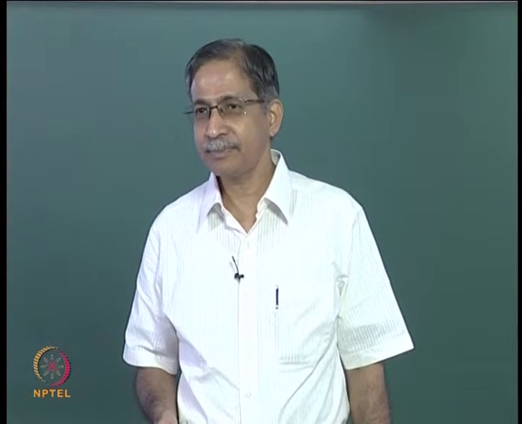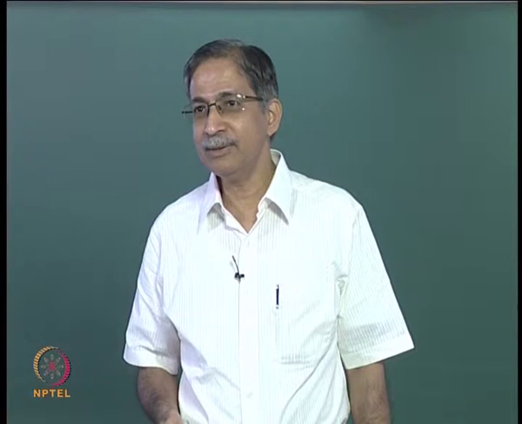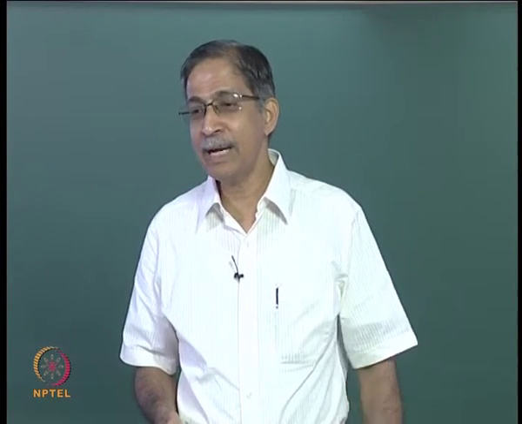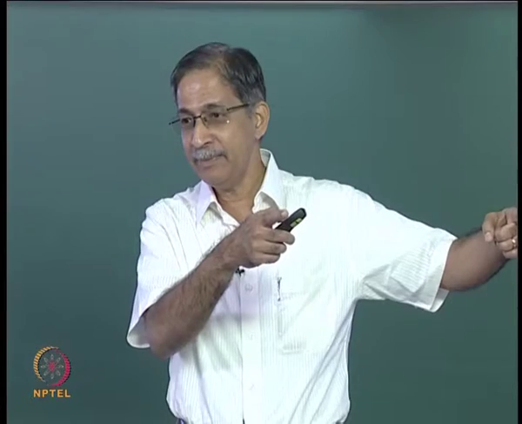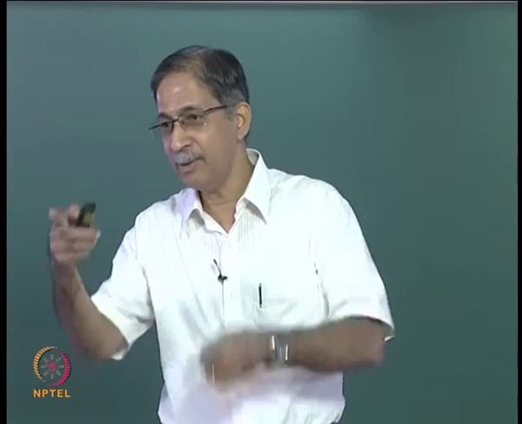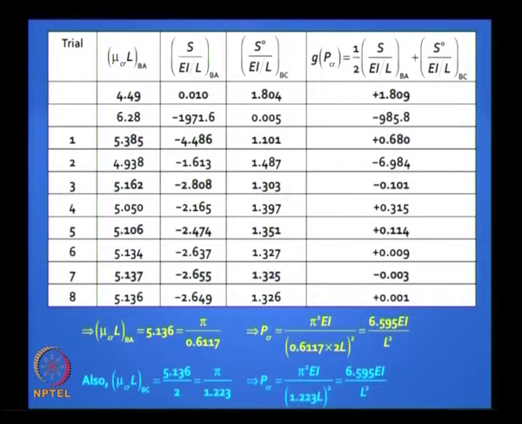Okay, so now you plug in those values and pull out your P critical. You can use it either for element AB or for element BC, you will get the same answer, right? And the answer is 6.595 EI by L squared, which gives you an effective length factor KE of 0.6117, which lies between 0.5 and 0.699. Got it? That's it. So we use slope deflection method to solve a buckling problem.